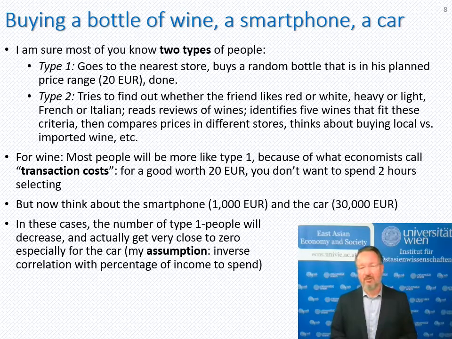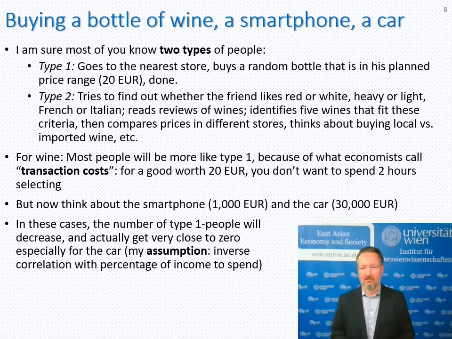Now think about the smartphone. What if you have to buy a smartphone? You can actually proceed according to a similar structure. You either go to a store, buy one, go back home, costs you 20 minutes, done. You have your smartphone. Or you actually spend more time. And here I actually think that more of you would become more like type 2.